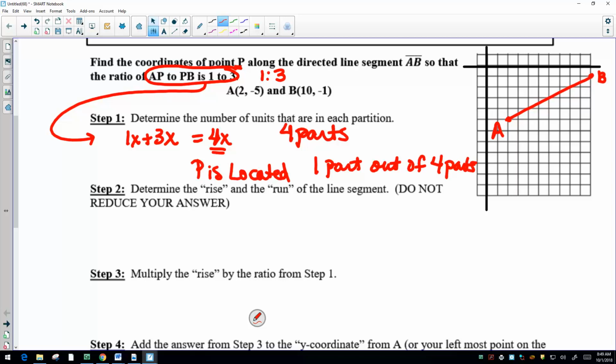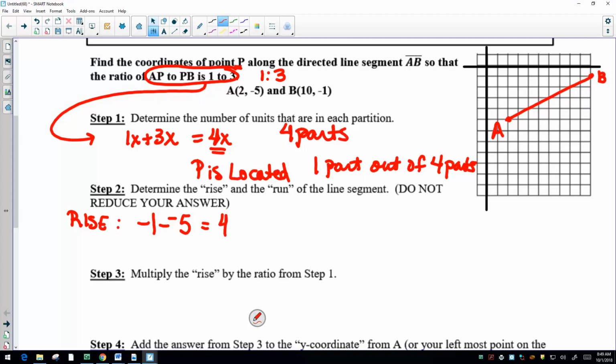Okay, so step two, it says determine the rise and the run of the line segment. So rise and run, I hope we're thinking slope. But the big thing with this is don't reduce slope. Okay, so if we look at the rise is the change in y. So if I look at the change in my y coordinates, I have a -1 minus a -5. And when I simplify that, I get a total of 4.